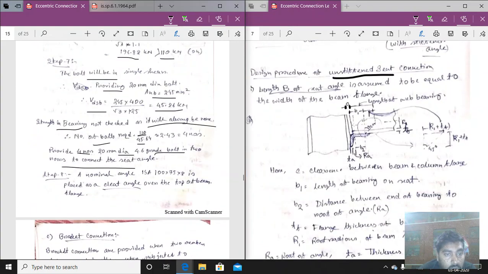If we draw a picture, we can draw it here. If this is the seat angle, 4 numbers of 20 mm diameter bolts in 2 rows, like that. This will be the seat angle connection provided.